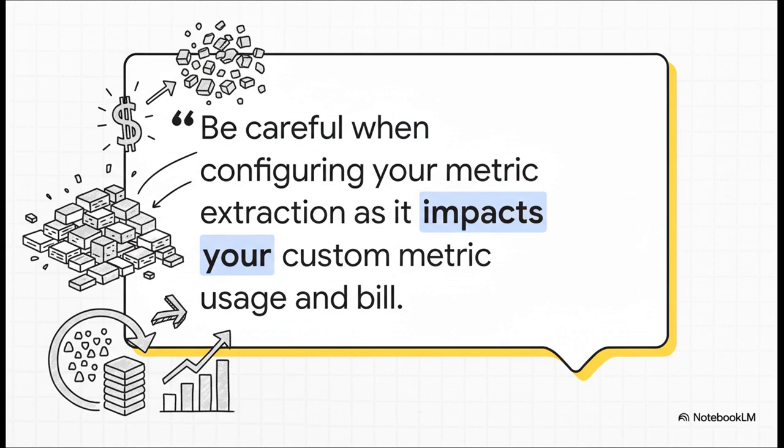If you make request ID a dimension, EMF will create a brand new, billable custom metric for every single request. You can see how this can lead to millions of metrics and a very surprising bill. So stick to dimensions for broader categories, function version, region, that kind of thing.